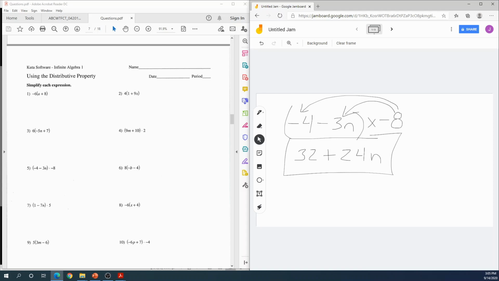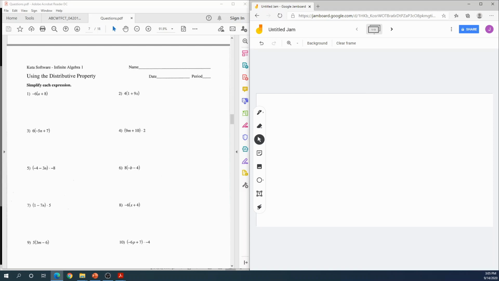All right, let's jump on down here and take a look at number 7. Number 7 is 1 minus 7n times 5. So we'll go 5 times 1 is equal to 5. Then 5 times minus 7n is going to be a minus 35n. Again, a positive times a negative is going to be a negative number. Pretty straightforward. It comes in pretty handy as we're evaluating expressions in the future.